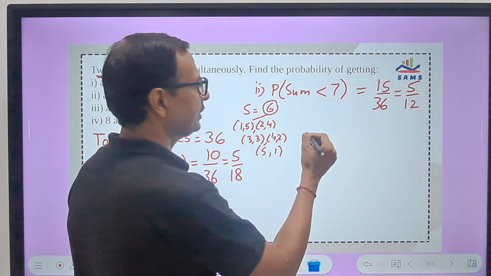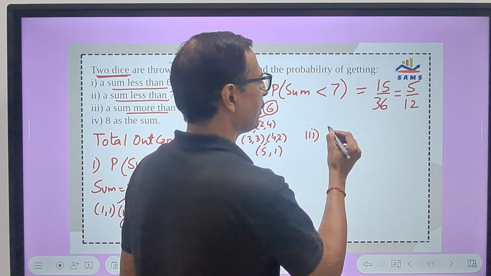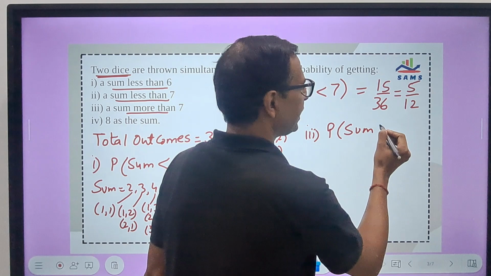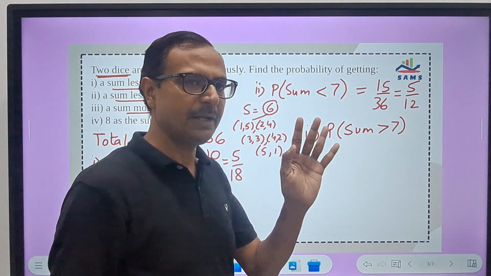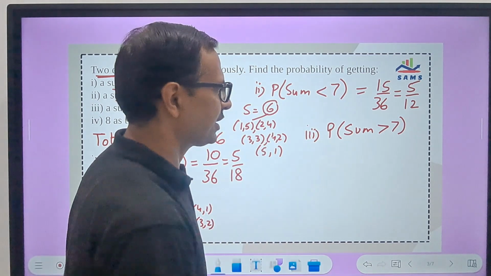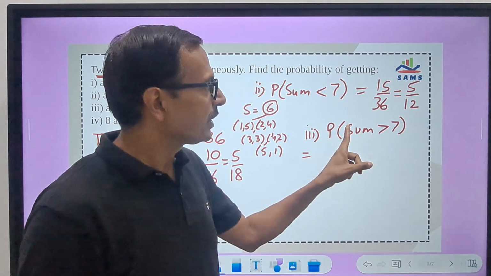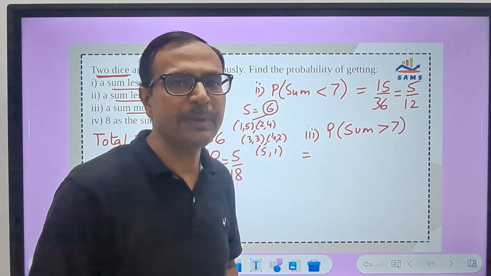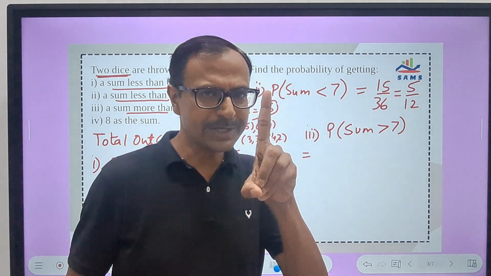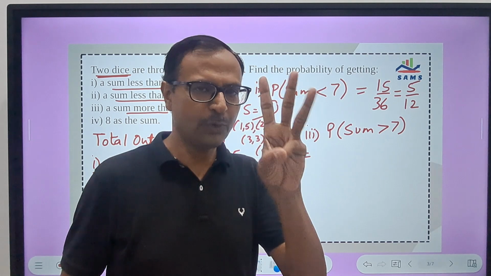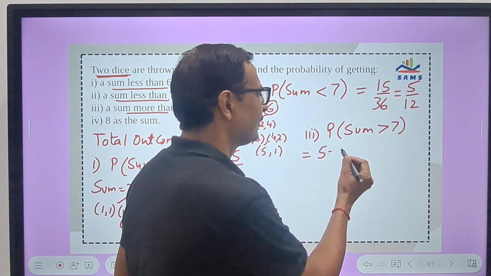Now let's look at the third case. It says sum more than 7. So probability that the sum is greater than 7. Greater than 7 means 8, 9, 10, 11, 12. So we can check now, how many possible favorable cases are there? Greater than 7 starts with 8. So how many cases will have a sum 8? 2 6, 3 5, 4 4, 5 3, 6 2. 5 cases.